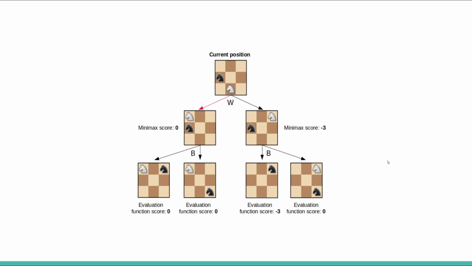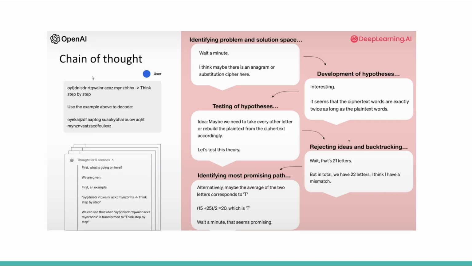So this image here is interesting because it's showing us a chain of thought, an example of what the model does. It's given this string right here, this encrypted string, and this is saying that this string, translated to English, is think step by step.